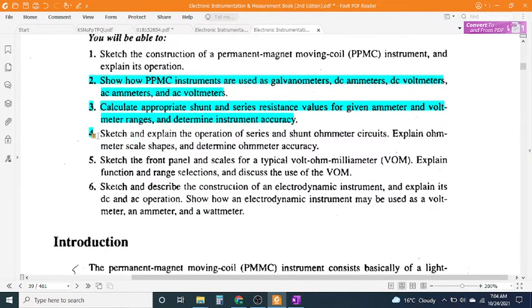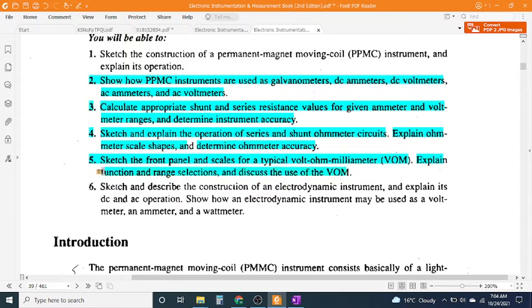4. Sketch and explain the operation of series and shunt ohm meter circuits. 5. Explain ohm meter scale shapes, and determine ohm meter accuracy. Sketch the front panel and scales for a typical volt-ohm millimeter, VOM. Explain function and range selections, and discuss the use of the VOM. 6. Sketch and describe the construction of an electrodynamic instrument, and explain its DC and AC operation. Show how an electrodynamic instrument may be used as a voltmeter, an ammeter, and a wattmeter.